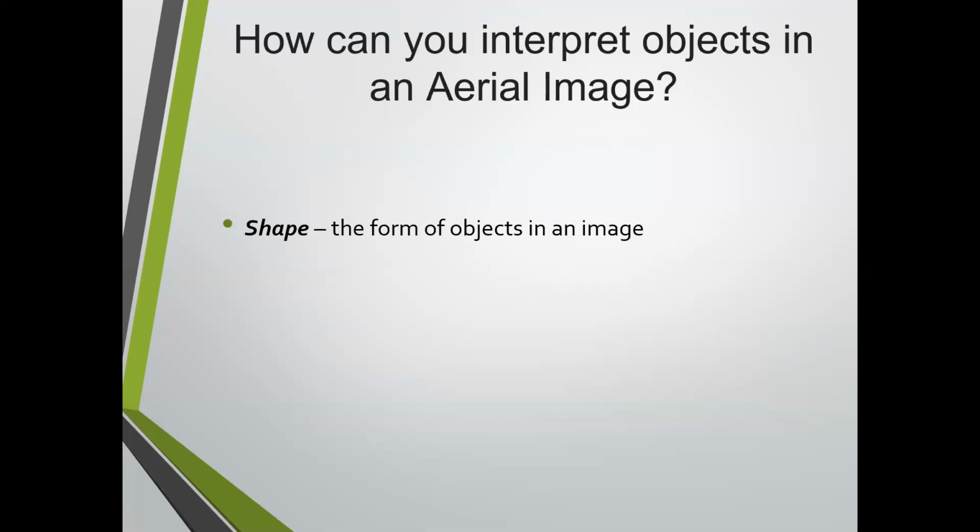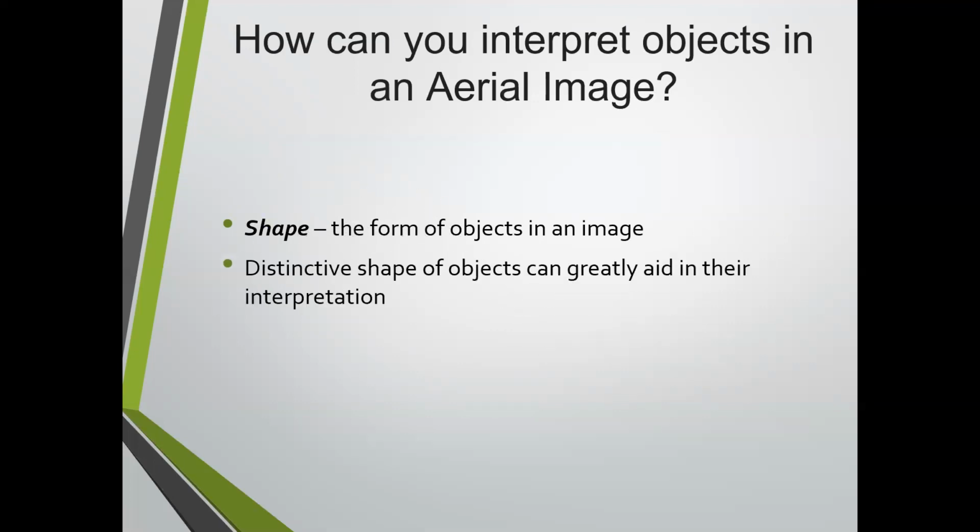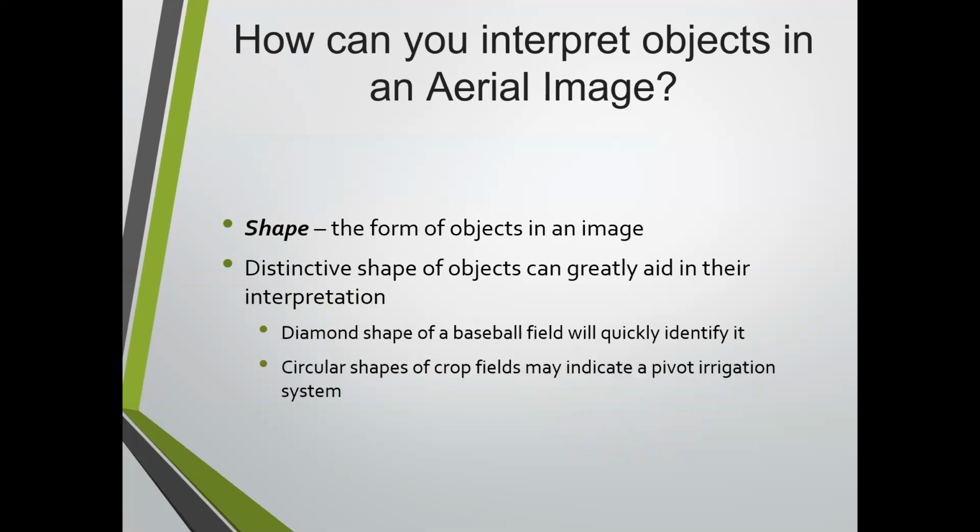So shape is another thing that you can use for aerial interpretation. The form and the shape of an object or objects. Distinctive shapes can greatly aid in the interpretation. Things like a diamond shape of a baseball field, that's going to quickly identify it, or a racetrack has that circular kind of thing. Circular crop fields indicate a pivot irrigation system, like we saw in that color infrared image we looked at. Oval shapes might be some kind of racetrack. Could be a horse track. It could be a track and field kind of thing.